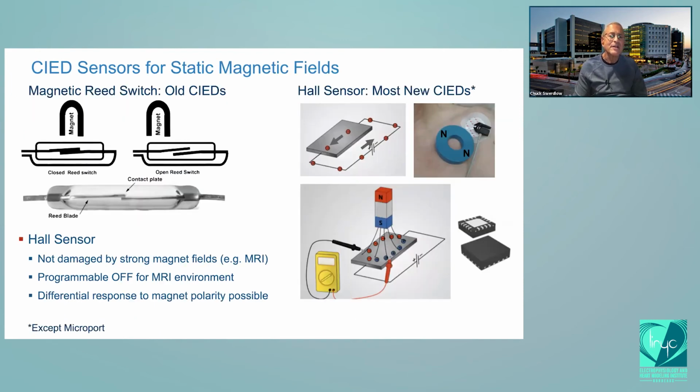What happens inside the device when you apply a magnet? In older devices, there was an actual set of magnets in there that would move, contact each other, and close an electrical circuit. And these were called reed switches. Almost all manufacturers, except for the current Chinese manufacturer, no longer use this technology. They use Hall sensors. What is a Hall sensor?